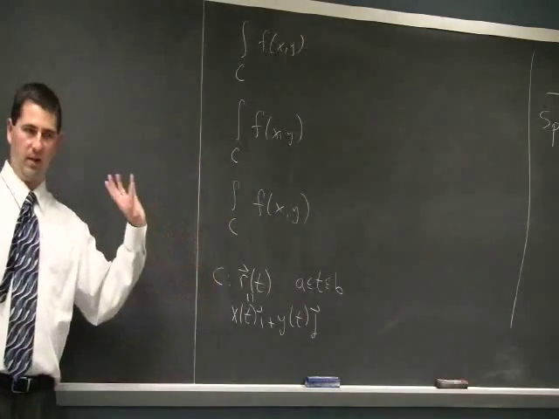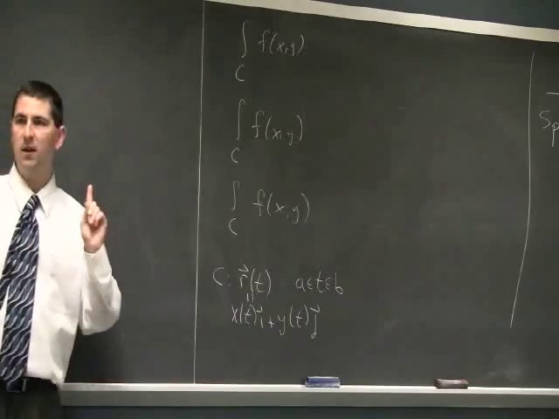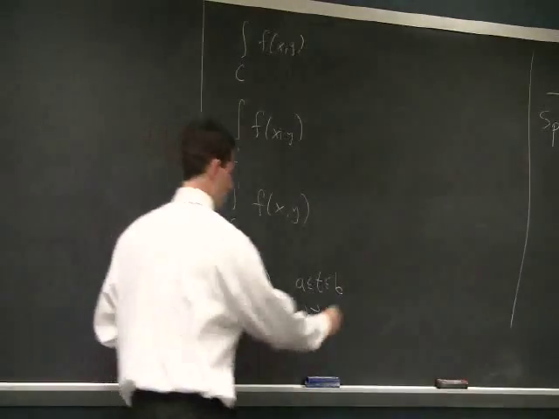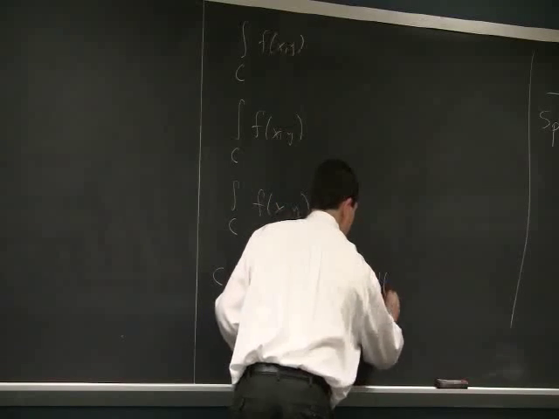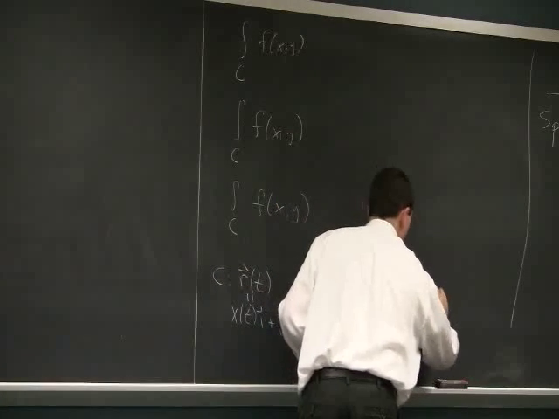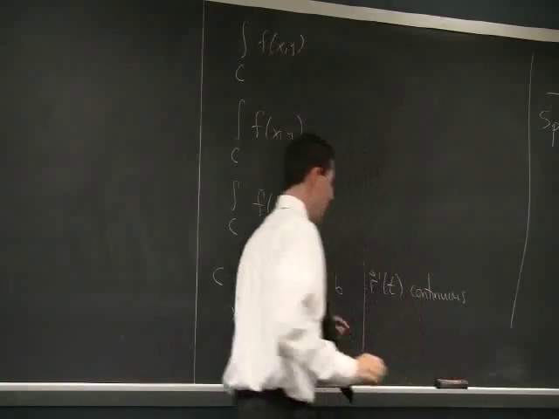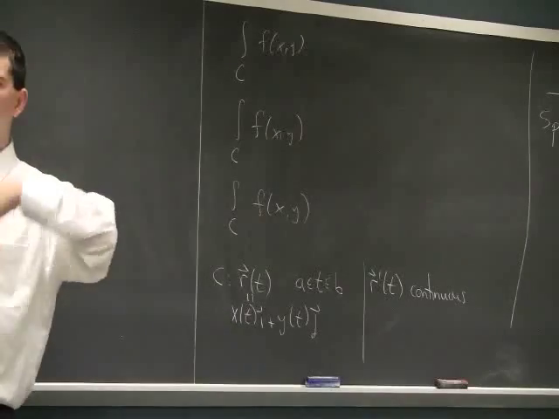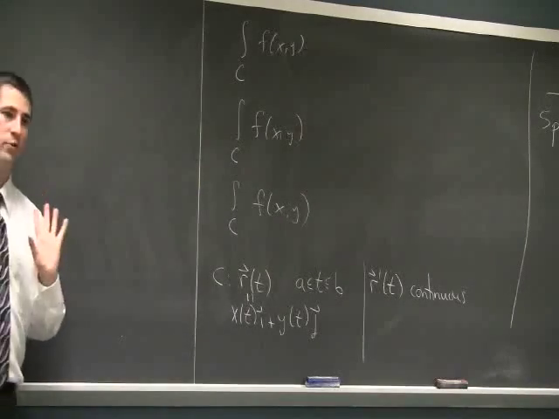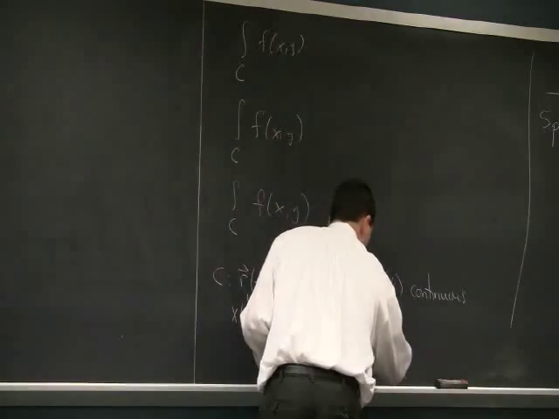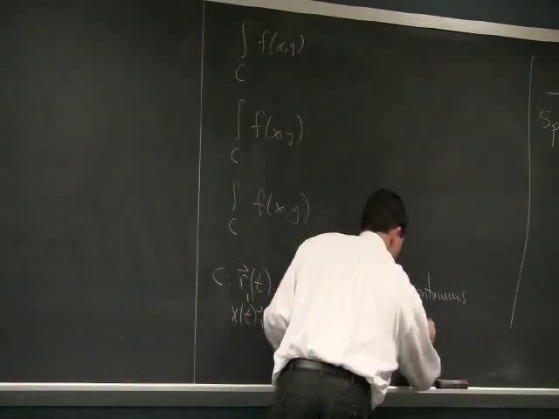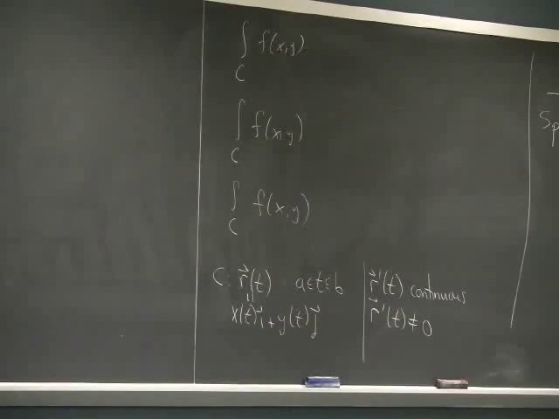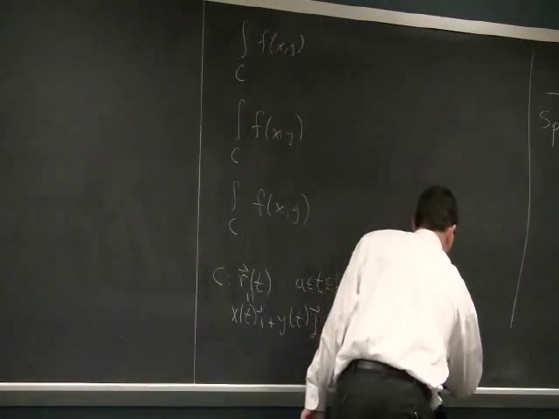And we wanted only to look at smooth curves. Smooth meant that first it had a continuous derivative, so r prime of t is continuous. And then the second thing is that we didn't want it to ever stop. Remember, we were viewing this like a movie, and we didn't want the movie to stop, which means we didn't want the derivative to be zero, at least on this interval a, b.